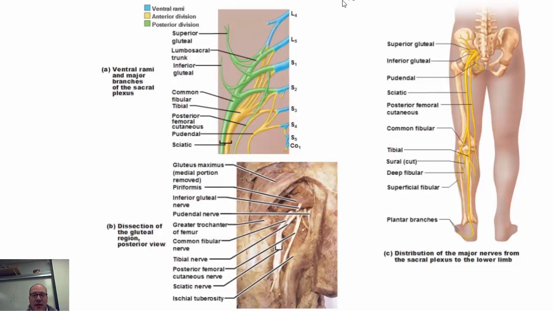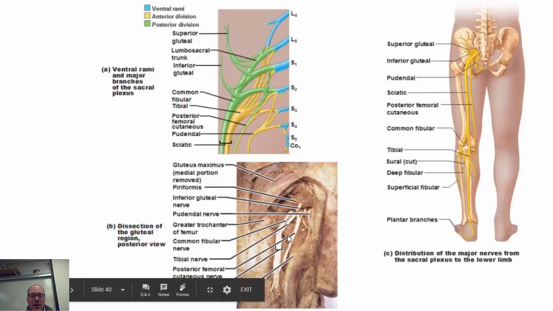You can see here that this is the sacral plexus. This shows the S5 and the coccygeal nerve here on this diagram. This is what it looks like in a dissected cadaver. So this is a posterior view of the gluteal region. This is the gluteus maximus, or a portion of it, so that it reveals these large nerves.